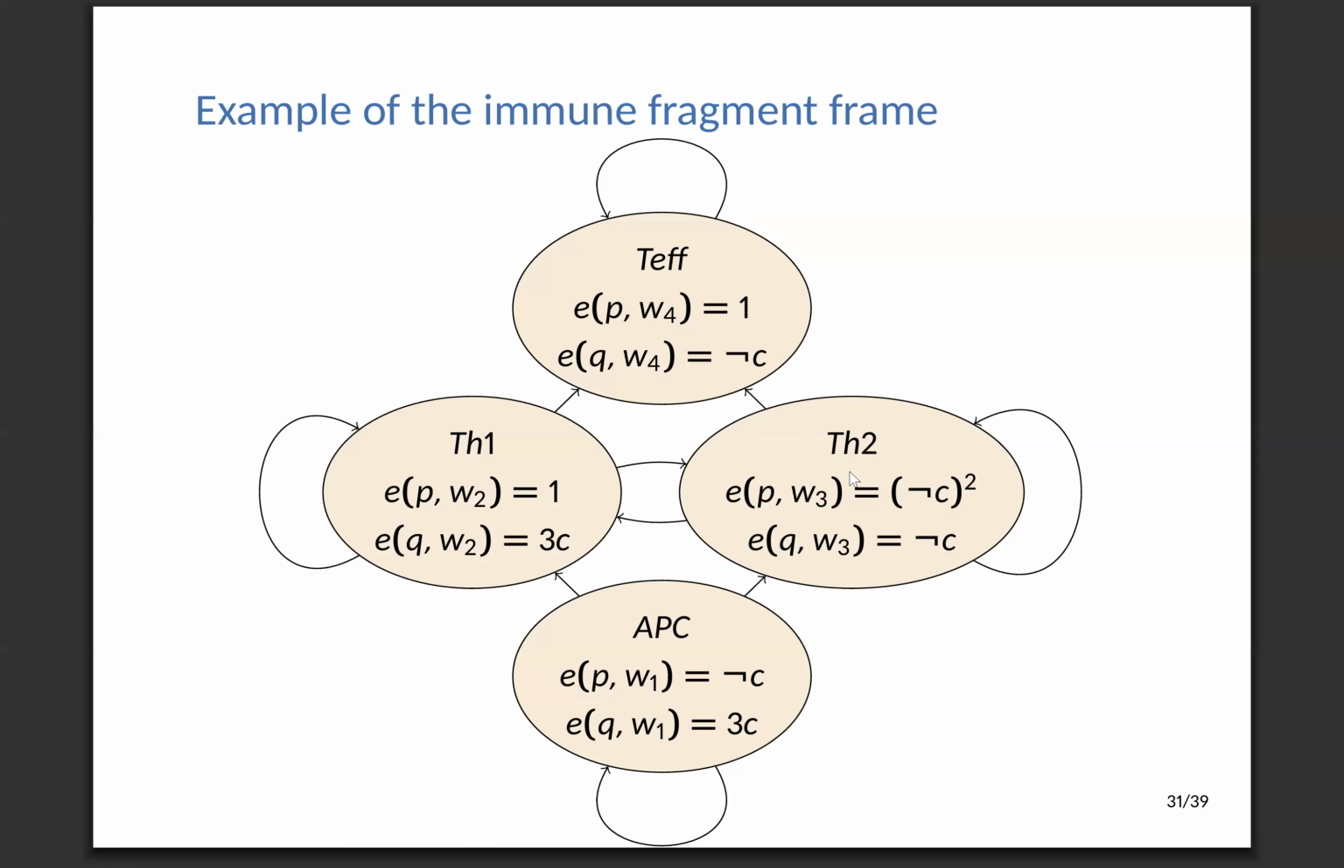Here is a simple fragment and simple example. Here we have 4 types of cells: Th1, Th2, APC, and TEF. And here is a reflexive closure of the graph that we constructed from the previous one, and here is an example of one of the evaluations, and one of the examples of a Kripke model in this setting.